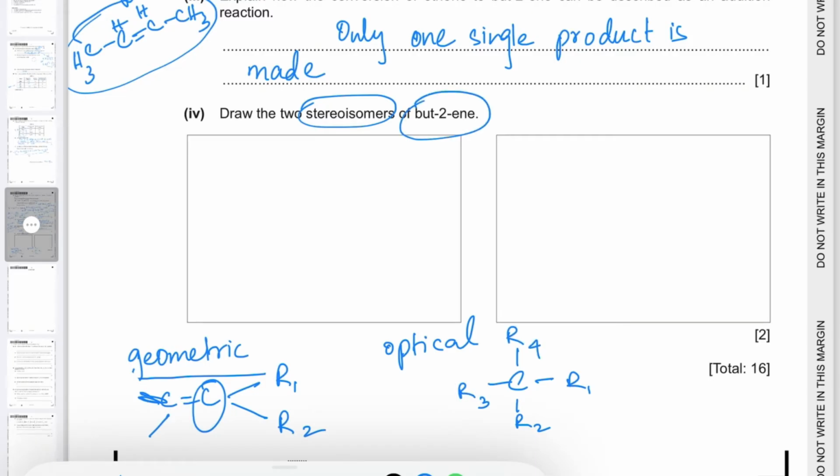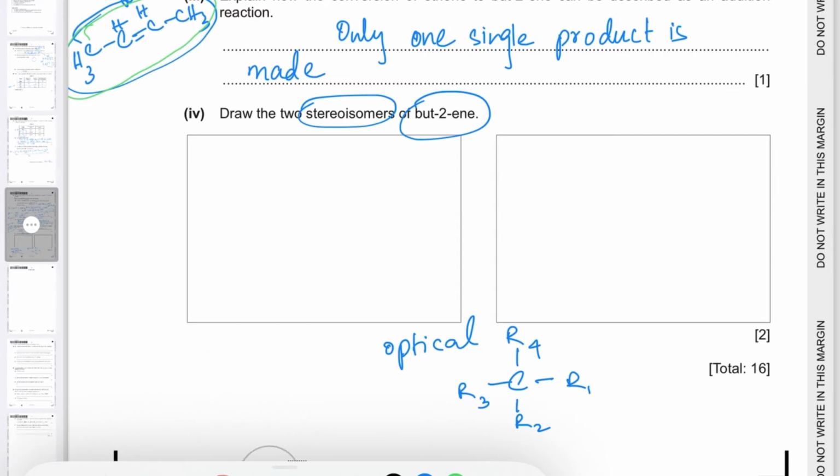Since butene has a carbon-carbon double bond, that means it could form geometric isomers. Clearly butene does not have optical isomers, since there is no chiral carbon atom in this compound. There is no single carbon atom that is single bonded to 4 different atoms or groups of atoms. Okay, so it is going to form cis trans or geometric isomers with cis or trans configuration.